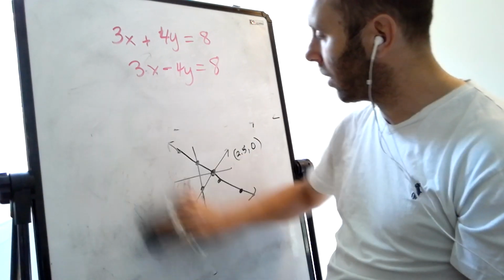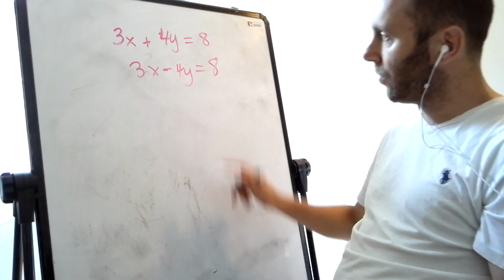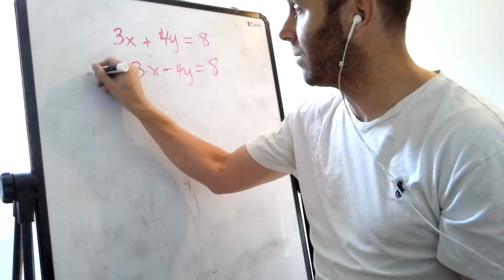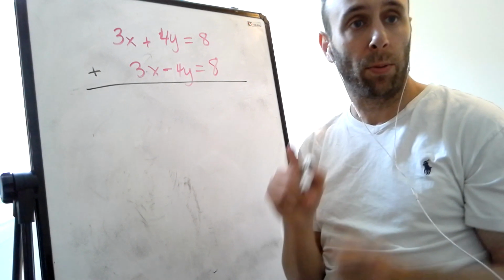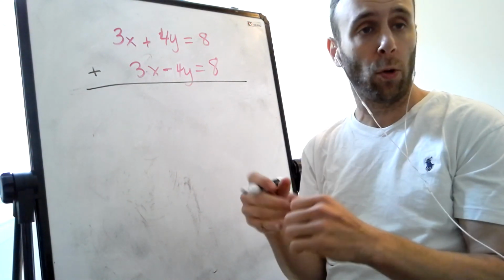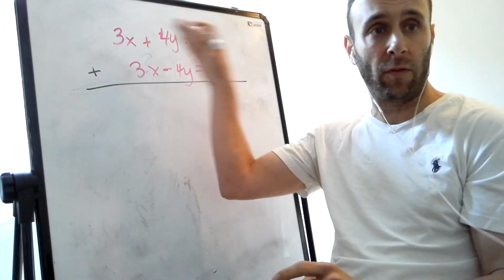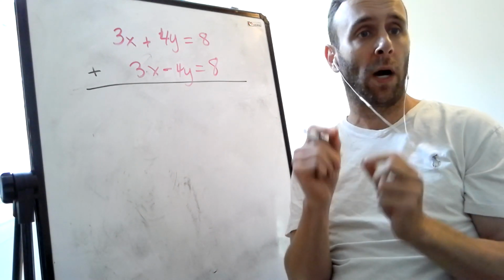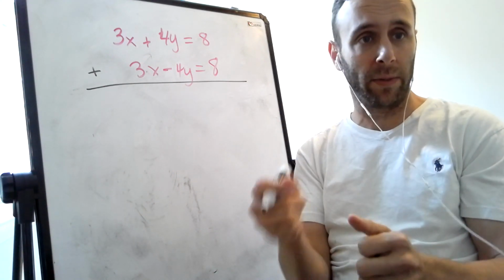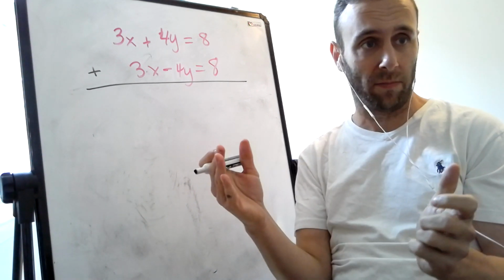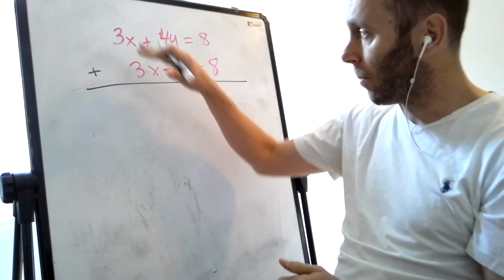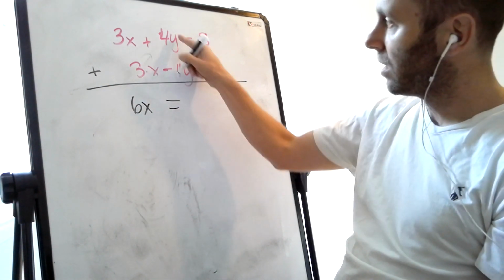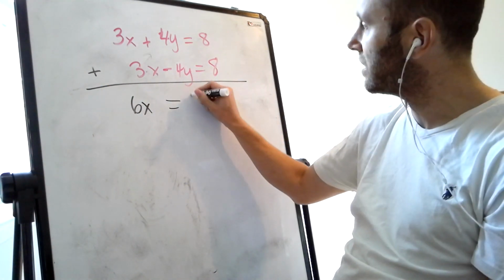Now, how would you do this problem using elimination? Well, the cool thing is I already noticed that I have opposites. So if I have opposites already, I'm just going to add both equations. Please remember, if they weren't opposites, you could multiply one of the equations by whatever you want, and the other one by whatever you want. And remember, there is a bigger video on elimination in our help video section. Because they're opposites, I add them, and I get 6x, 3x plus 3x. This eliminates the y. 8 plus 8 is 16.